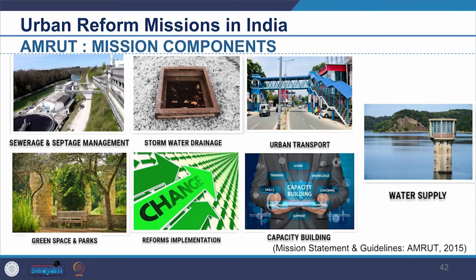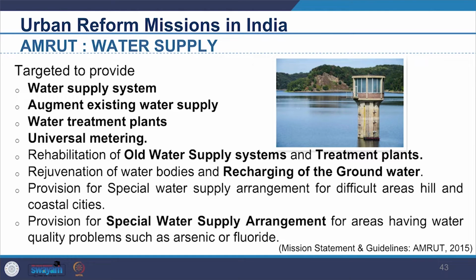Further, we see that the mission has 7 components. The first component is water supply, where the government targeted to provide a water supply system, augment the existing water supply, provide water treatment plants and universal metering.